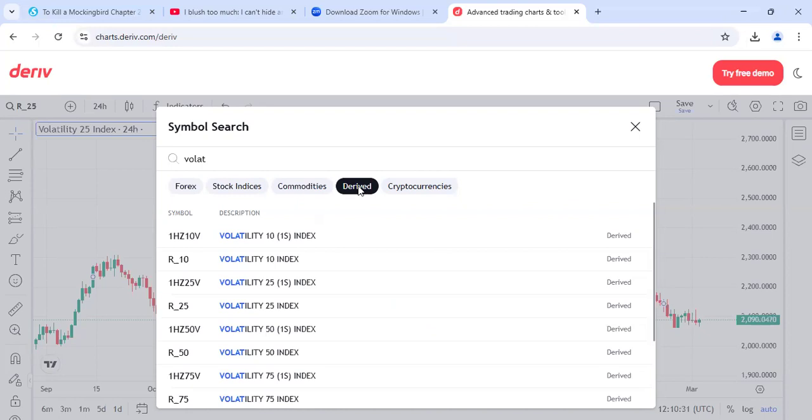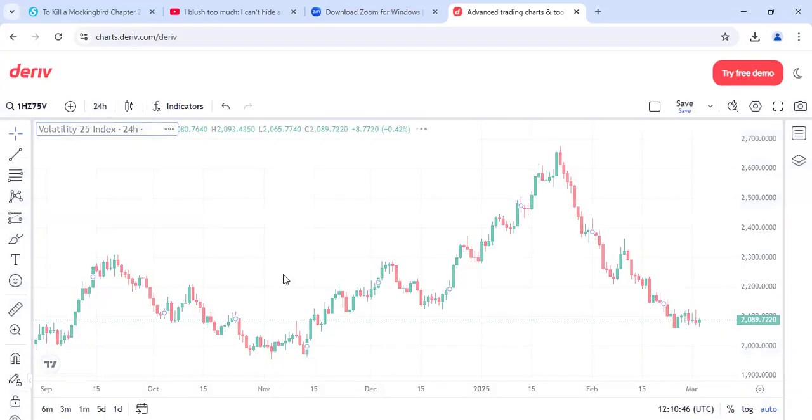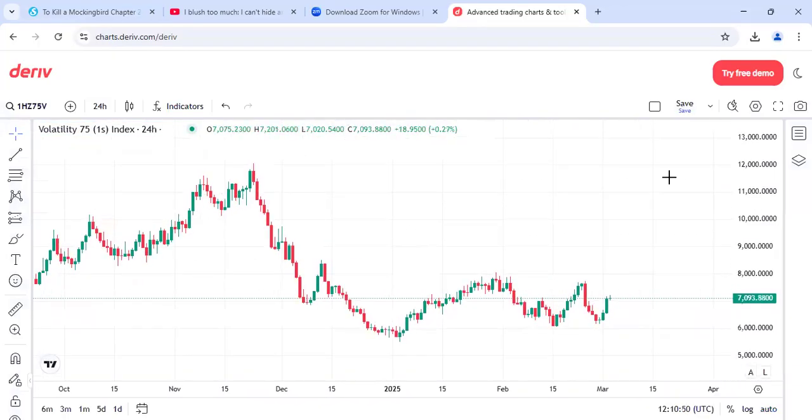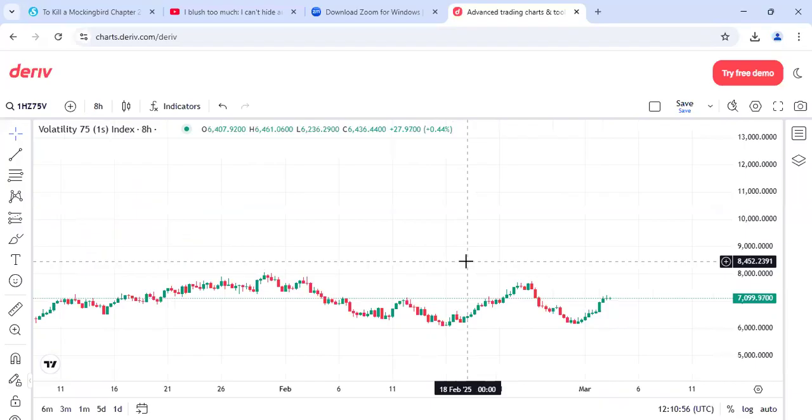You have to click Deriv here. Once you click Deriv here, you see all the indices that are here. This is V75 (1s). You click it here. See that V75 (1s) is here. Time frame, let's see.